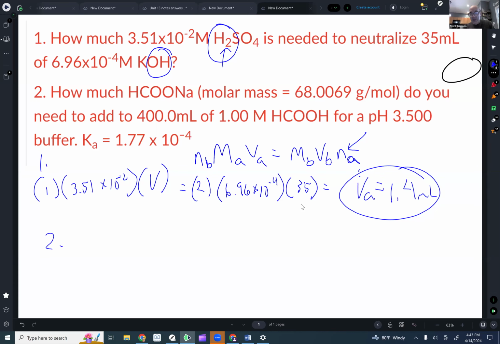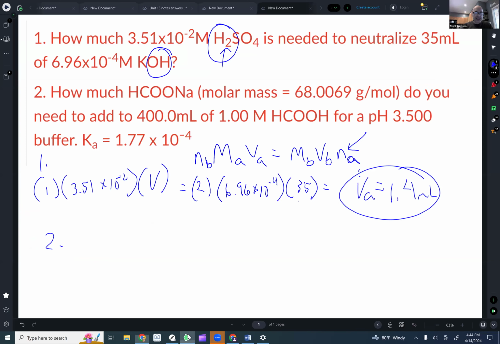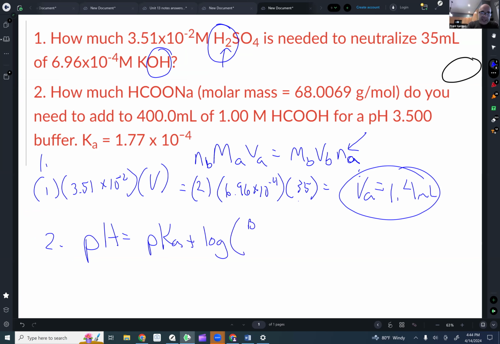Number two, we've got a buffer problem. There is something that we learned about called the Henderson-Hasselbalch equation, and it goes something like this. The pH is equal to the pKa plus the log of the base over the acid. Now, this goes back to our definition of the acid and the base.